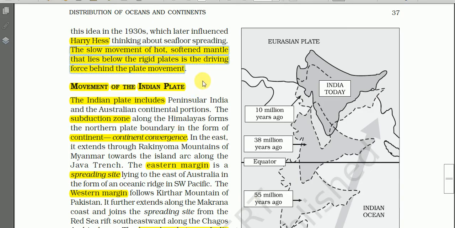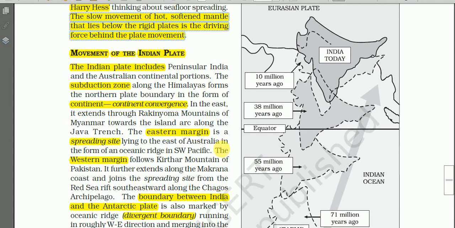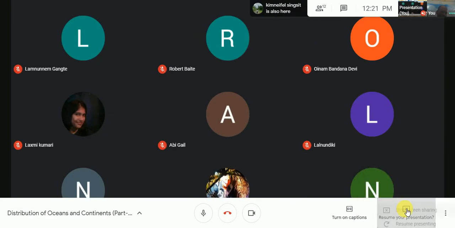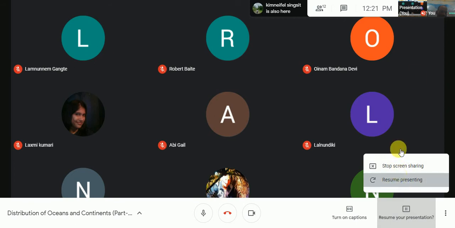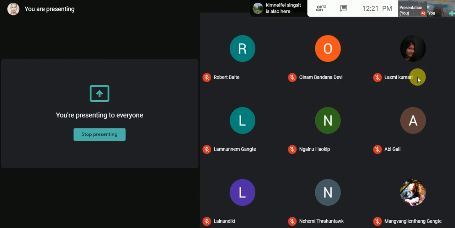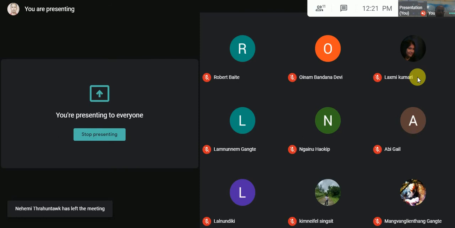Now this is a widely accepted discovery. Any question from your side, boys and girls? Any question regarding this? Any question regarding plate movement? Then about the convectional current. Actually, we have already discussed the convectional current theory in the paleomagnetic studies. When we learned paleomagnetic studies, we discussed the convectional currents also. Okay, any question from your side? Yes? Nobody is responding.